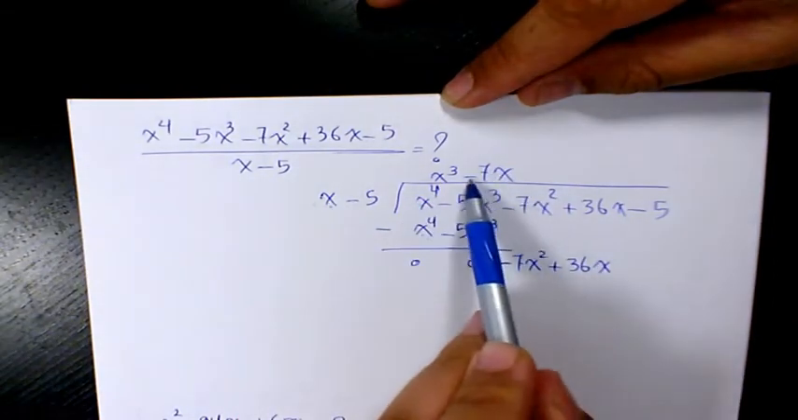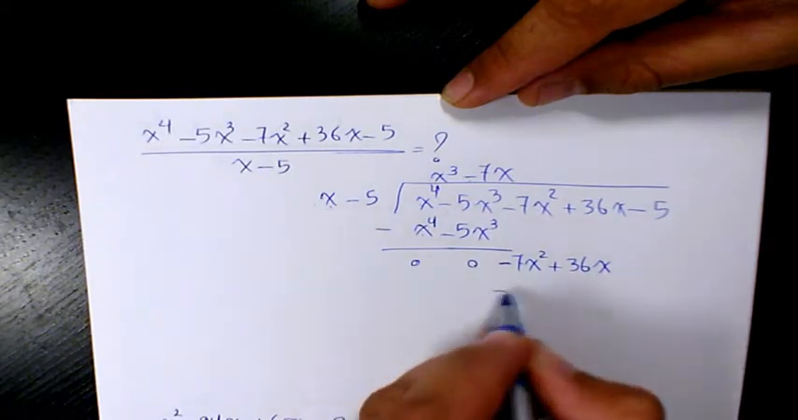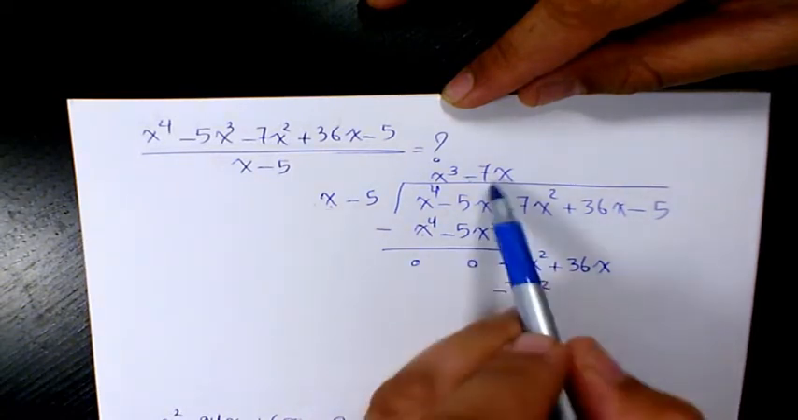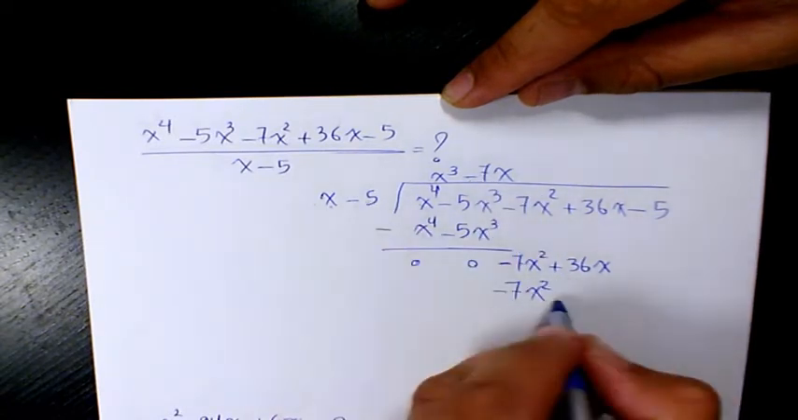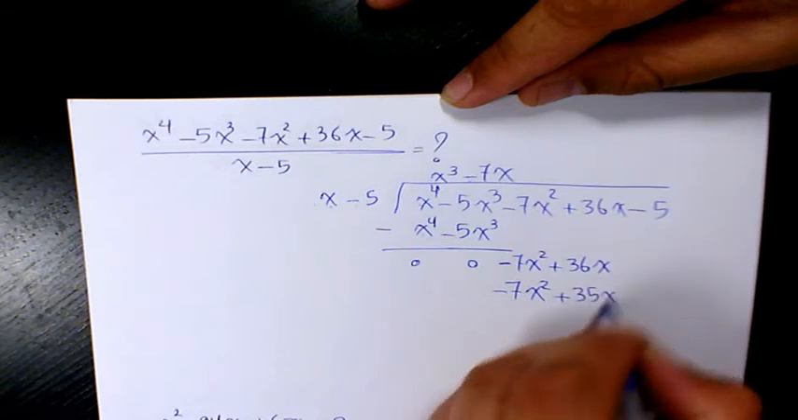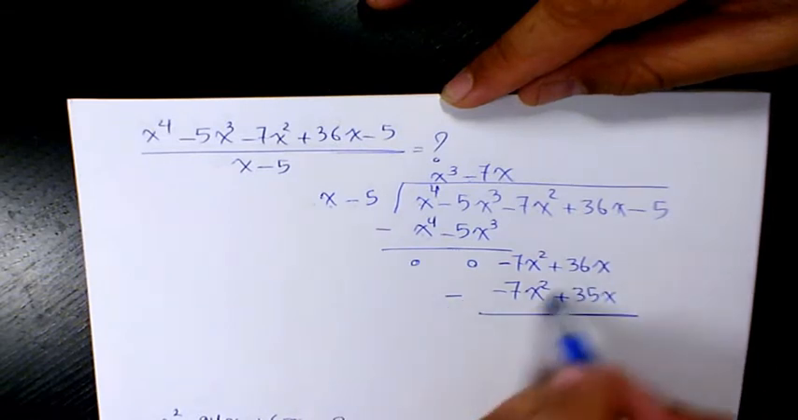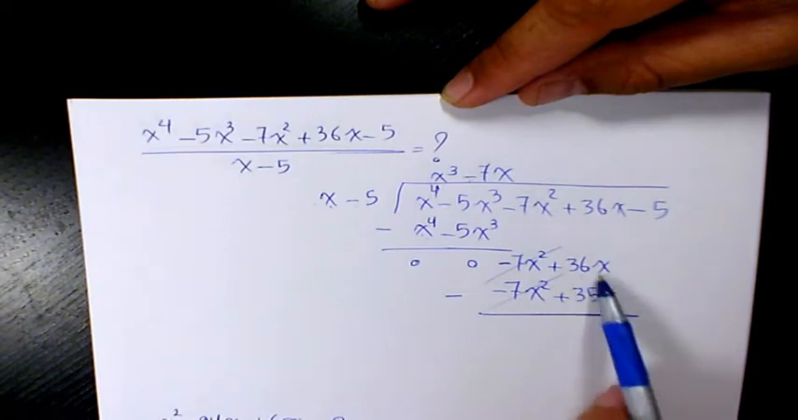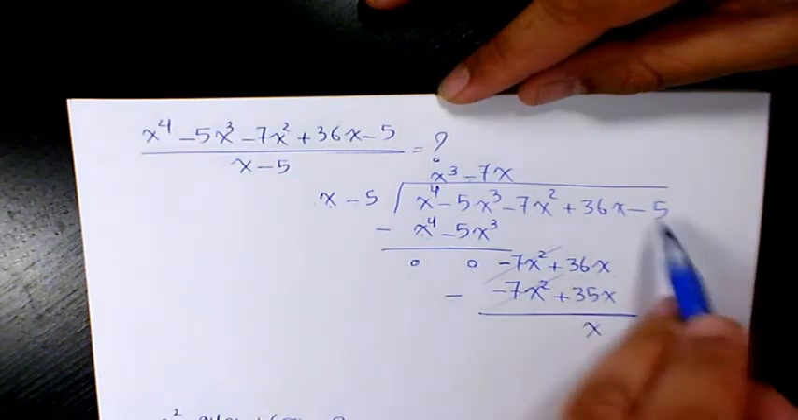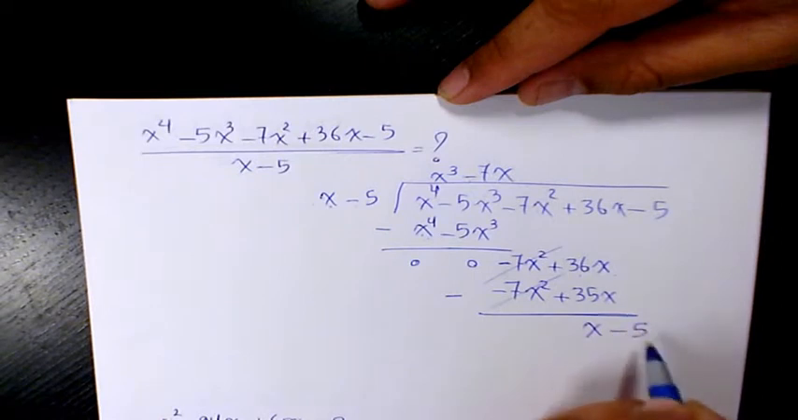Then I multiply negative 7x times x, negative 7x squared. Negative 7x times negative 5 is going to be 35x. Then when you subtract it, these two cancel out. 36x minus 35x is going to be x. And you bring this one down, x minus 5.